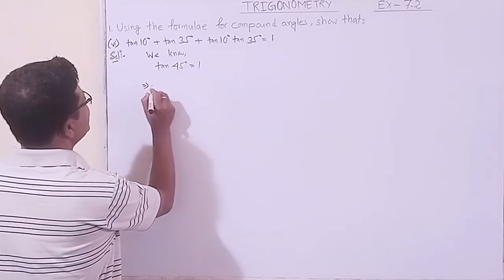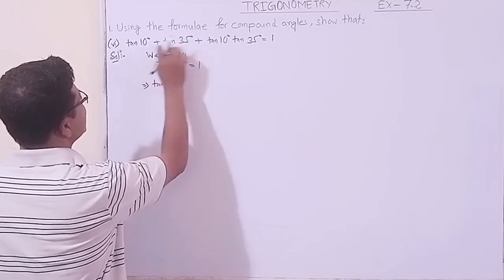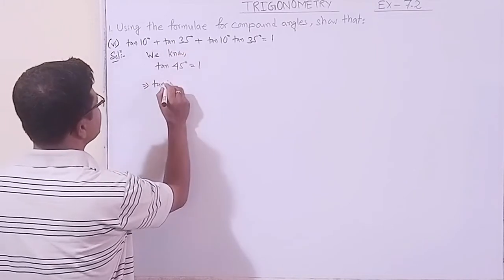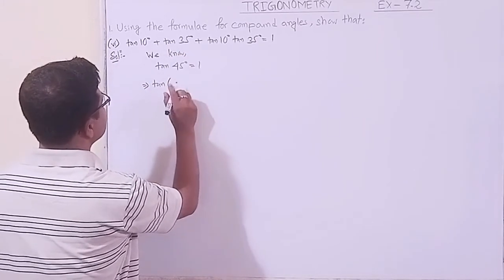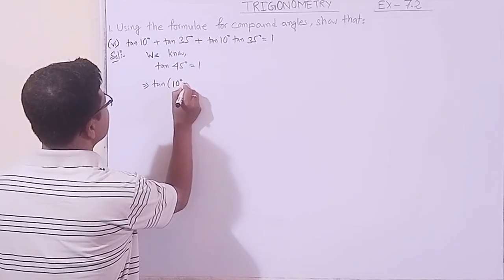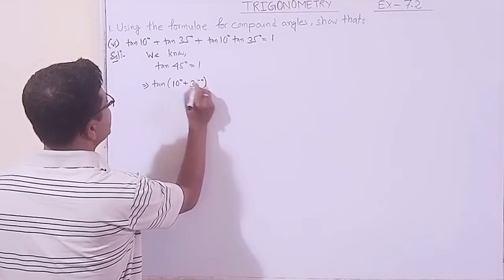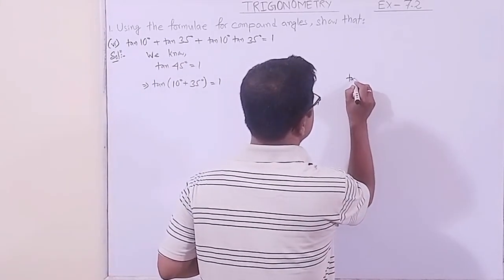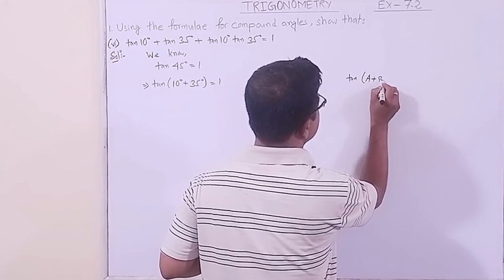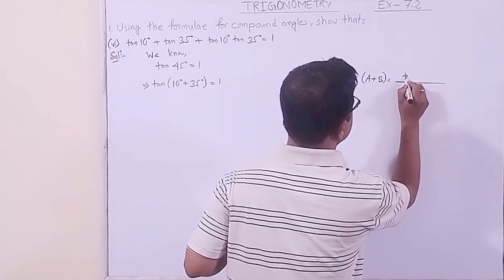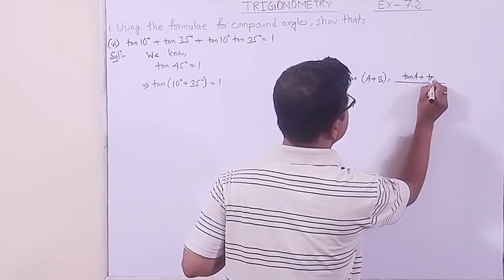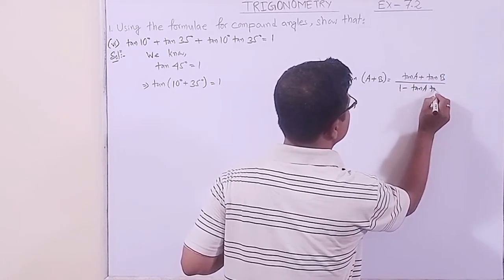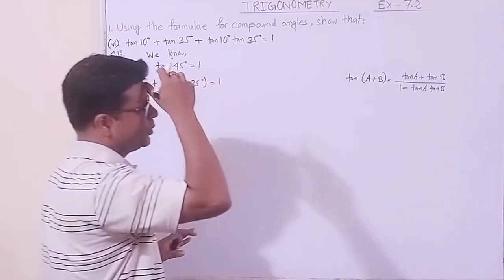Now tan 45 can also be written like this. They have given us the hint, 10 degree plus 35 degree. 45 means 10 plus 35. Now dear student, what is the formula for tan of a plus b? If we expand it, it is tan a plus tan b divided by 1 minus tan a tan b. We know this formula, we have proved it.